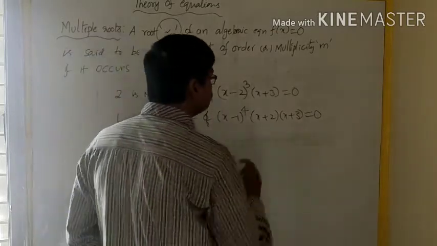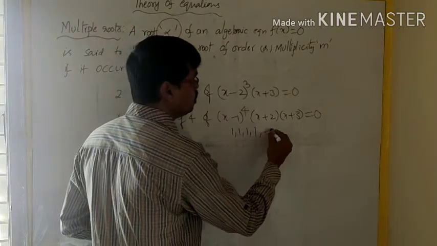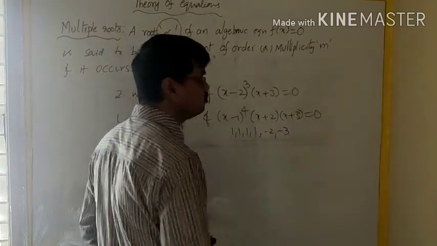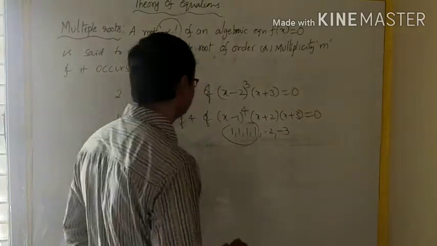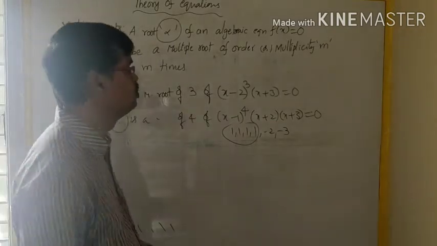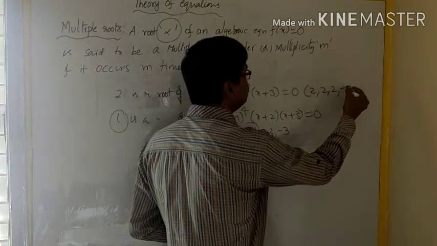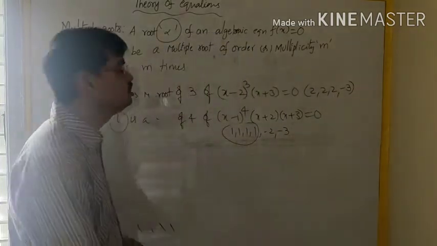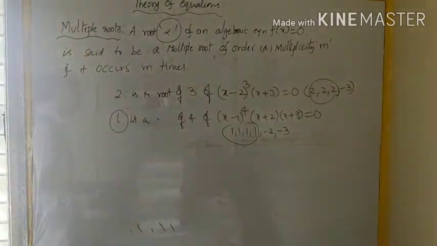So the roots of the equation are 1, 1, 1, 1, minus 2, minus 3. These are the roots of this particular equation. So 1 occurred how many times? 4 times. So we call it a multiple root of order 4. Here the roots of the earlier equation are 2, 2, 2 and minus 3. Here 2 is a multiple root of order 3 because 2 occurred 3 times.